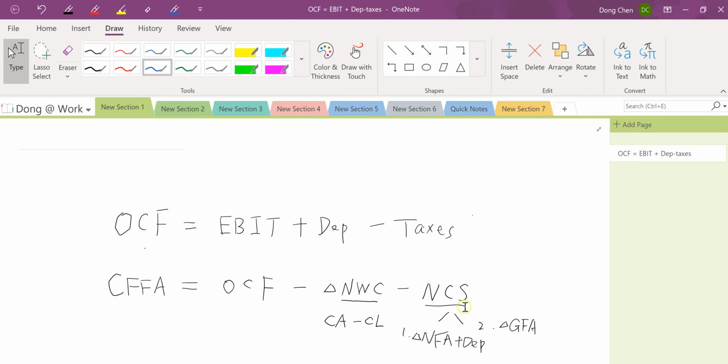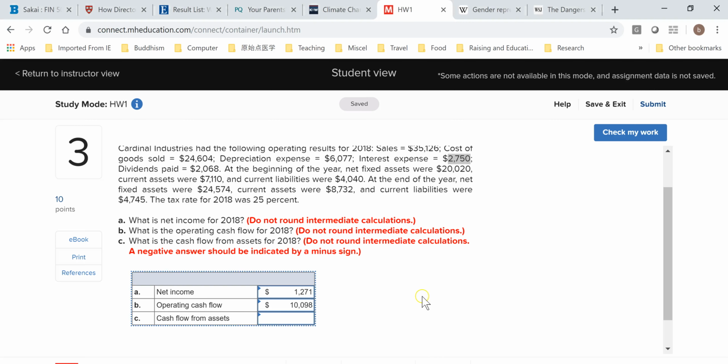And for the net capital spending, we have two ways to calculate. First is based on the change in net fixed assets, and then we add back the depreciation. And the second way is based on the change in gross fixed assets. So we need to find from the setup which information is provided to know which way to use. If we go back to the setup, we find that the beginning of the year net fixed assets were this. So net fixed assets are provided, so we can use the first approach. So then the rest of the job is simply to calculate for both.